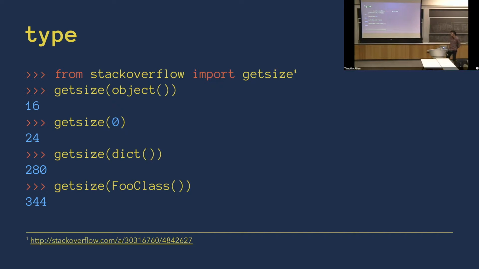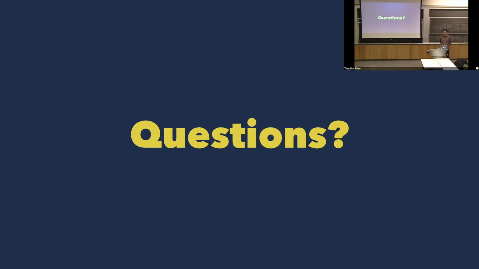As a quick side note, it's non-trivial to figure out the size of an object in Python. There's a function, sys.getsizeof, which will tell you the size of just the object, not recursively. It won't tell you the size of the dict or anything inside of it. So I found a Stack Overflow function that I'm magically importing here to get the size of these things. But it's nice. If you want to figure out the size of objects in memory, I'd recommend it. All right, any questions about type?